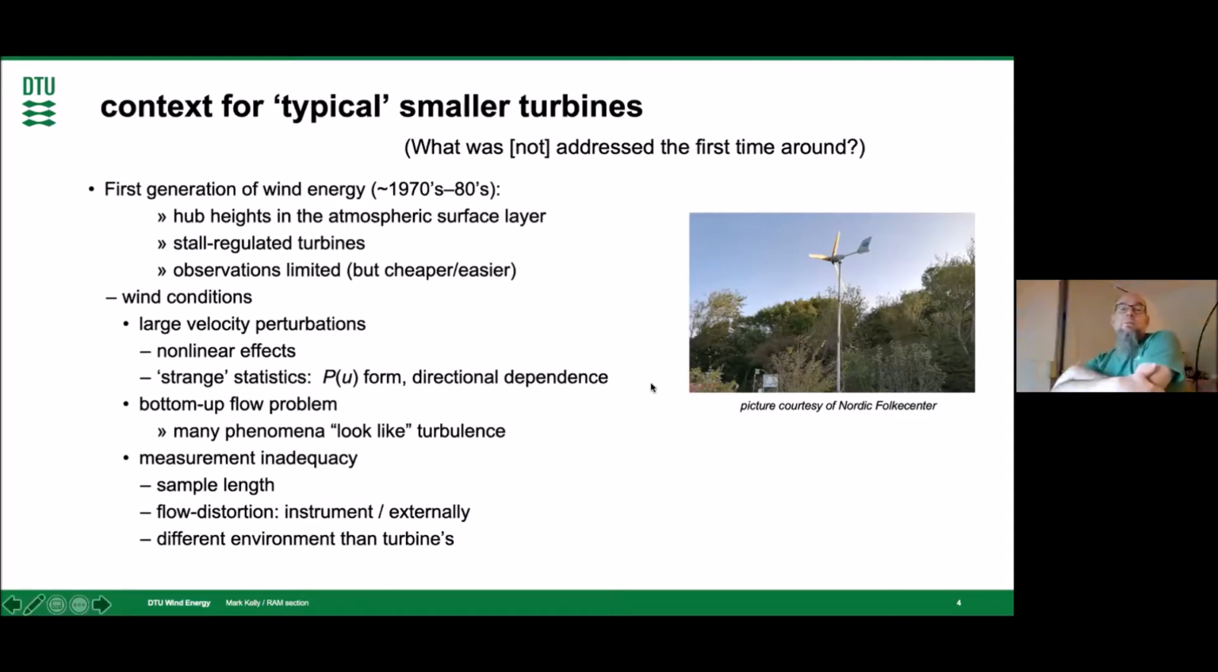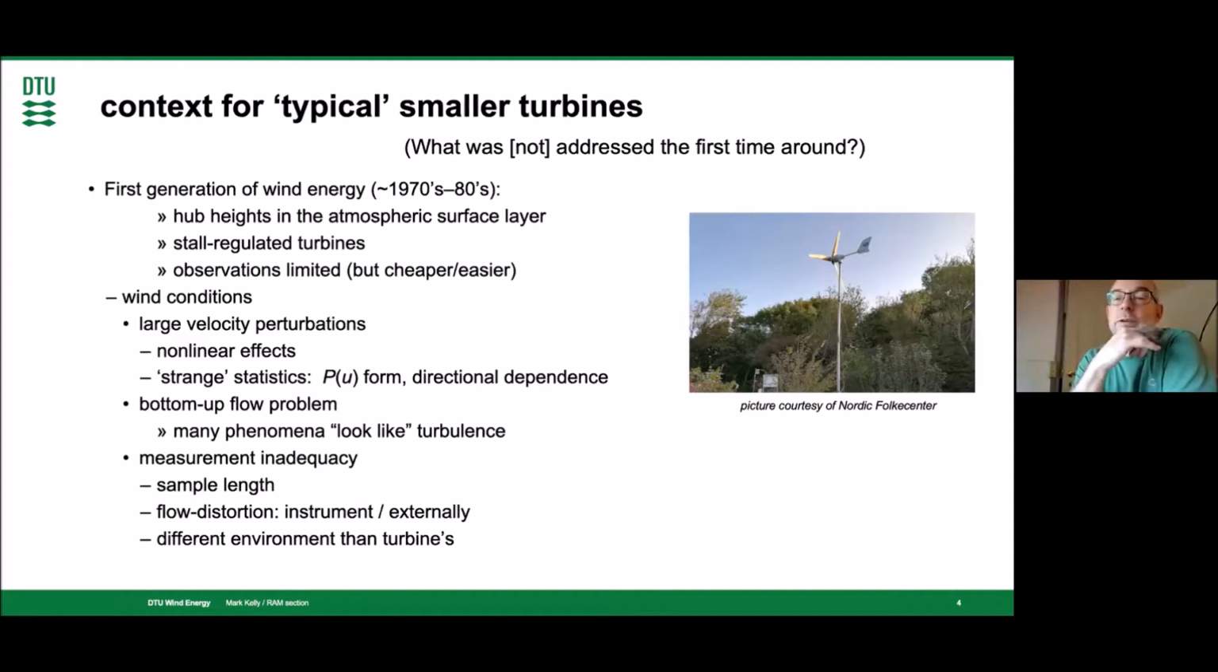Okay, so some context, right? I come mostly from wind resource assessment. I'm a turbulence, fluids and meteorology guy. So if we look physically at flows and such, small turbines have been around for a long time, right?